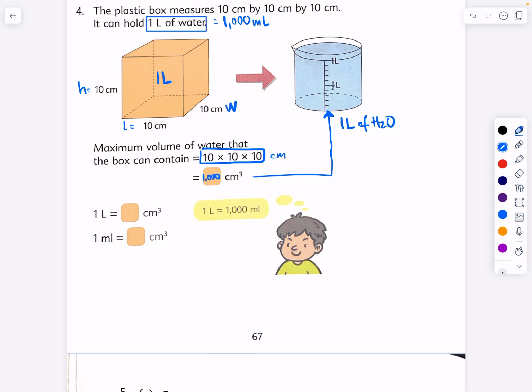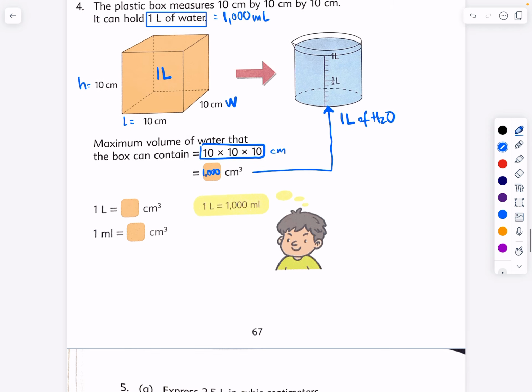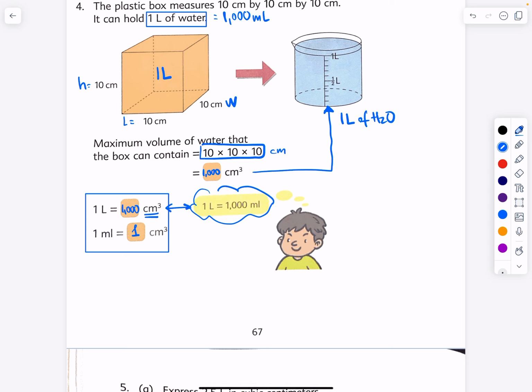I write H2O, that's the chemical formula. So, very important piece of information we're going to keep using for the rest of today's lesson. 1 liter is 1,000 milliliters and 1,000 cubic centimeters, which means that one tiny milliliter, one droplet of water, is the same as 1 centimeter cubed. So this is important to remember. 1 liter is 1,000 cubic centimeters. 1 liter is 1,000 milliliters and 1,000 cubic centimeters.